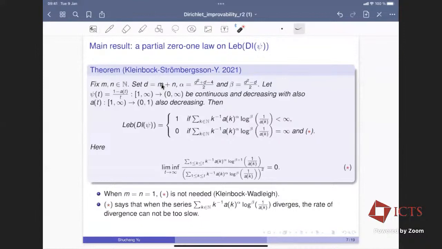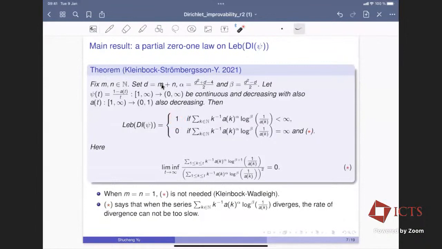Then the theorem says that if this series involving the function a(t) is convergent, then the set D(psi) has Lebesgue measure 1.